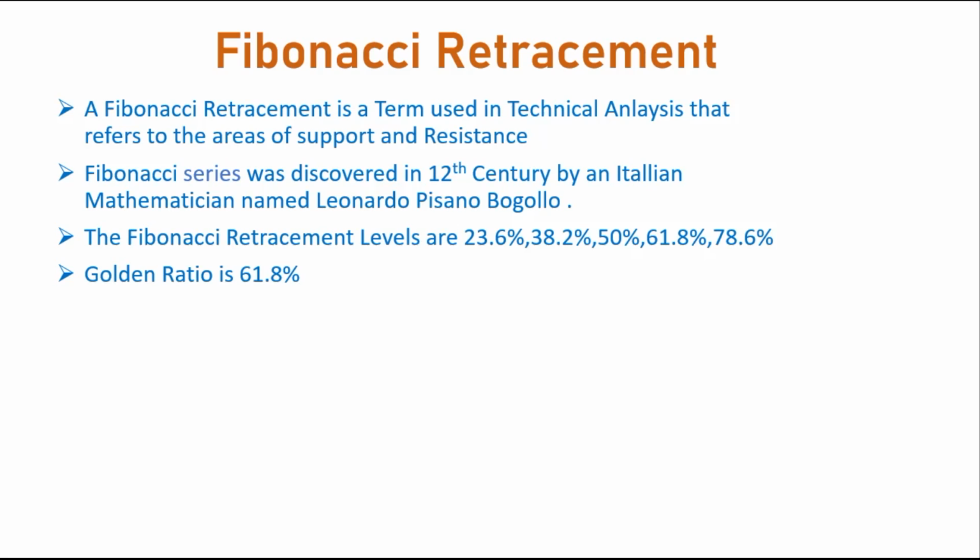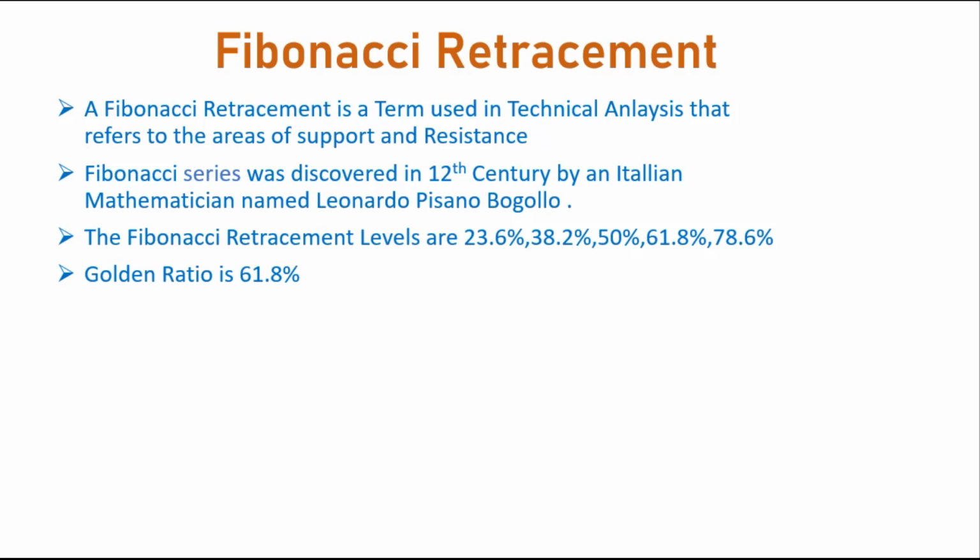Today we are going to see one of the most interesting topics, Fibonacci retracement. A Fibonacci retracement is a term used in technical analysis that refers to the areas of support and resistance. Fibonacci was discovered in the 12th century by an Italian mathematician named Leonardo Pisano Bogolo. There are Fibonacci retracement levels. Those levels are 23.6%, 38.2%, 50%, 61.8% and 78.6%.